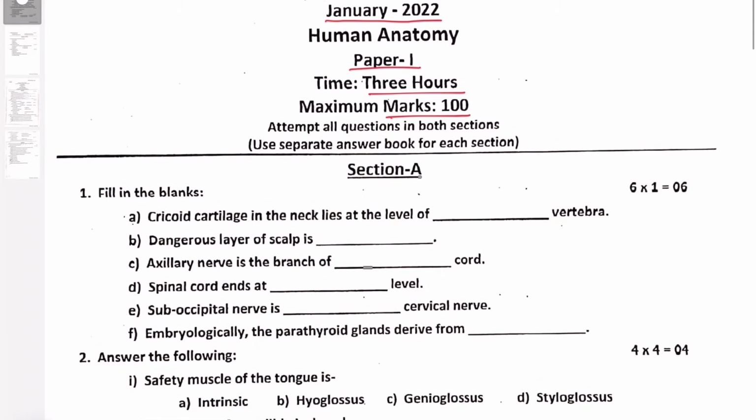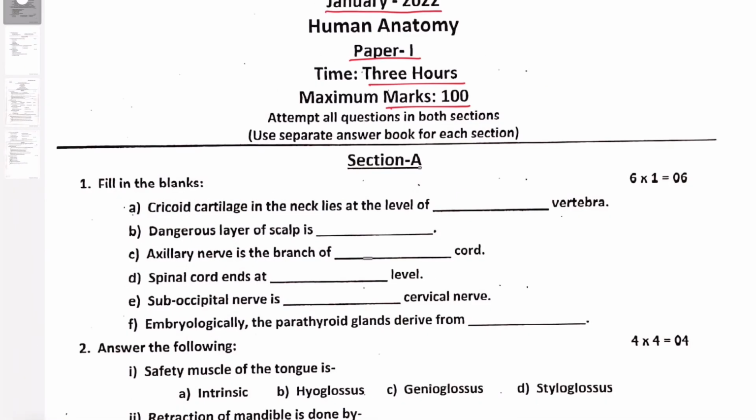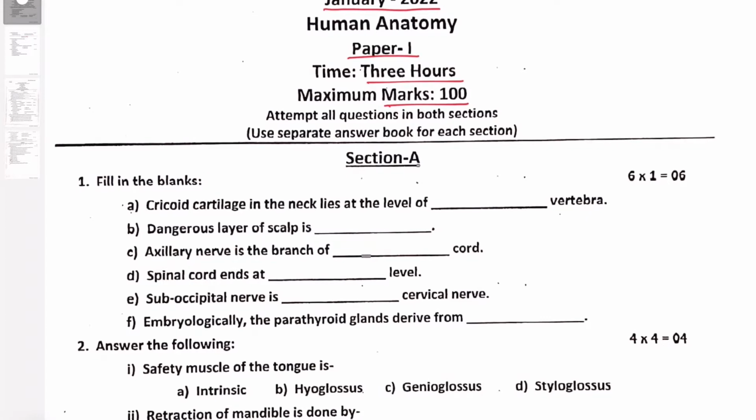Okay, so let's begin with section A, fill in the blanks. The first question here is, cricoid cartilage in the neck lies at the level of dash vertebrae. So this question is about the vertebral level in the neck, and I hope you got this right. The answer here will be the 6th cervical vertebrae. Let's revise some important vertebral levels in the neck.